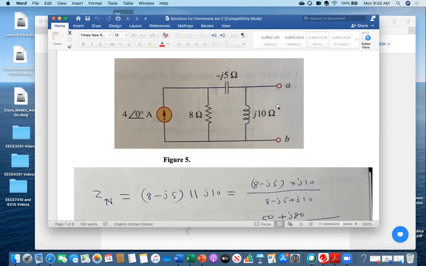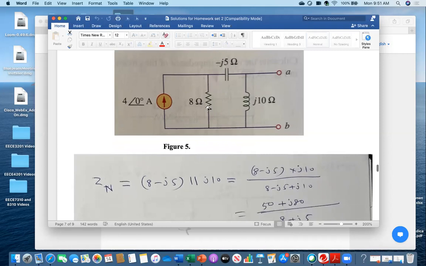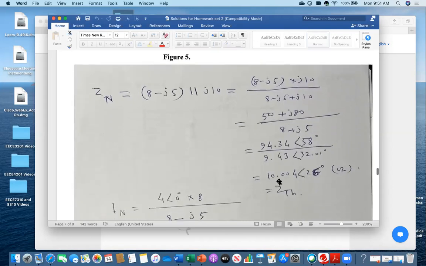You are viewing from here. You assume that you are looking from this side. So you are looking only this point and this point. So therefore, whatever the remaining combination will be in parallel with this one. That is the key. So therefore, because this is current source, this will be open circuited. So these two will be in series. So that's why in my calculation 8 minus J5 is in parallel with J10. And then I got this one, 10.004 angle 26 degree ohm, which you can say like Z Thevenin.